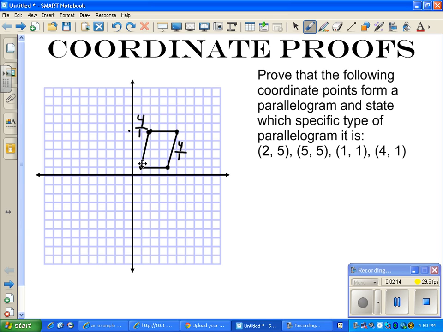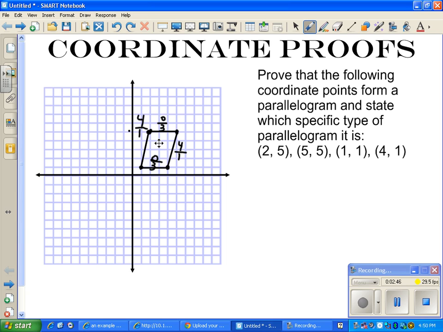Well, it didn't go up at all, so 0, but it went over 3. Hopefully your fraction will look a little bit better. And again, on the top, it didn't go up or down at all, so it's 0, but it did go over 3. Okay, so we have the same slope on opposite sides for these two sides as well. So it is a parallelogram because opposite sides are parallel.